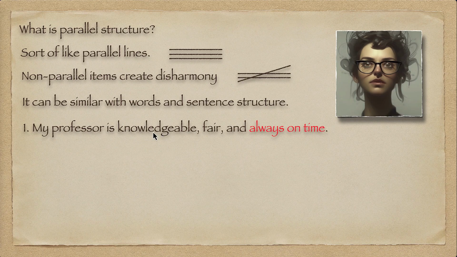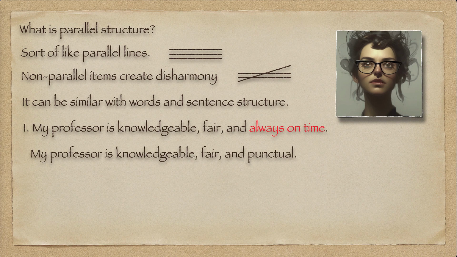Notice the choices that we've made here. Knowledgeable is an adjective, fair is an adjective, but then always on time is a phrase. It's not an adjective. So at the word level, we're not being parallel. You might look at this as the parallel line knowledgeable, the parallel line fair, and then always on time being this line that goes off in a different direction. Well, there is another adjective that has the meaning of being always on time, and that is punctual. So, my professor is knowledgeable, fair, and punctual is considered a sentence with good parallel structure.